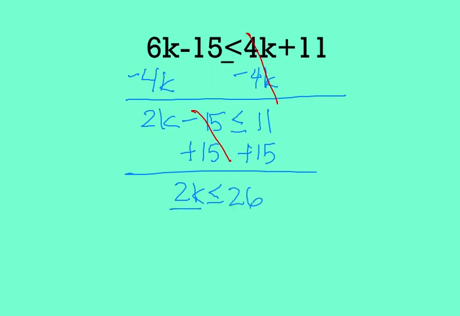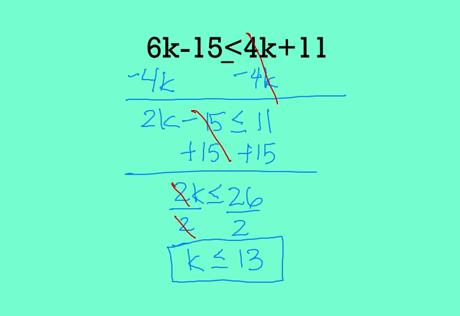And then I'm going to divide by 2 on both sides. So we will see these 2's on the left-hand side cancel out, meaning that we can say that k is less than or equal to 13. We did not need to flip the inequality symbol because the number we divided by was positive.